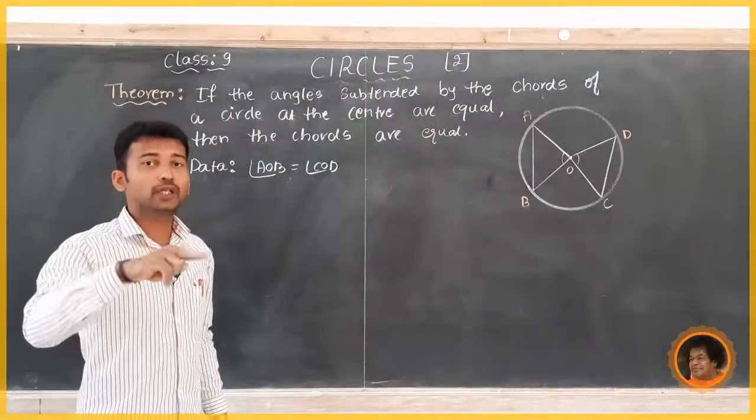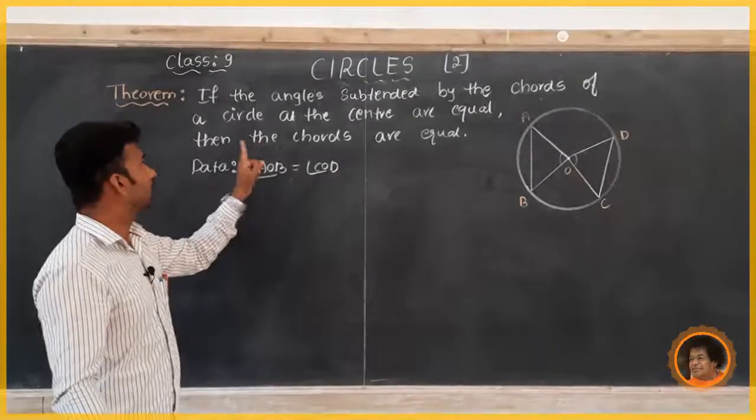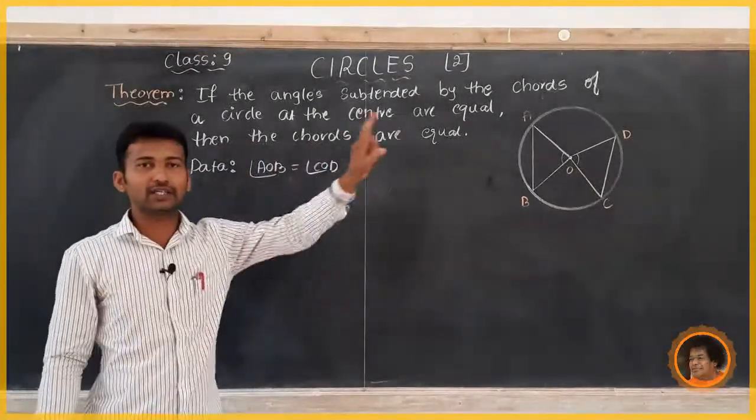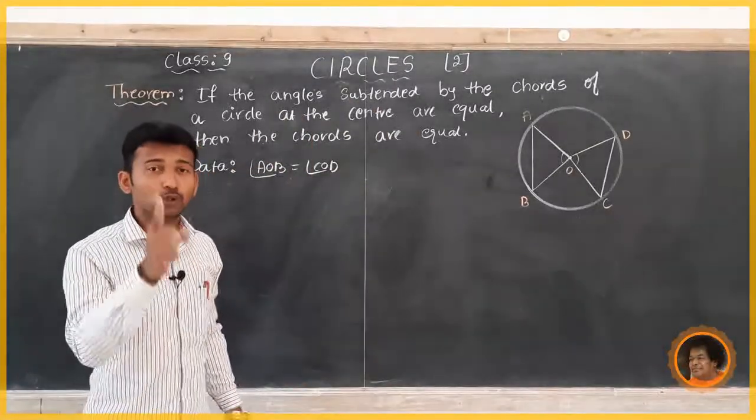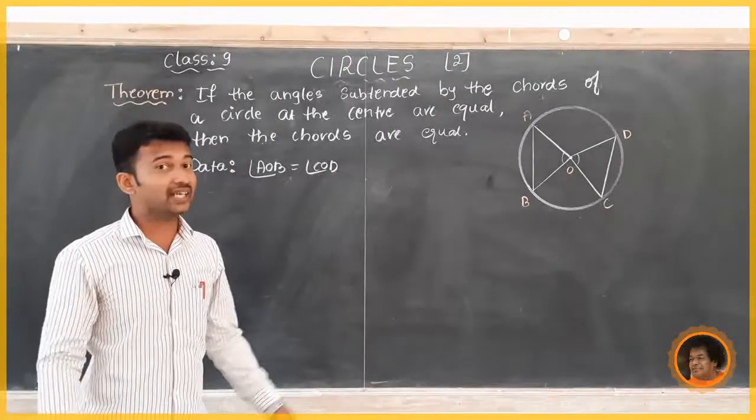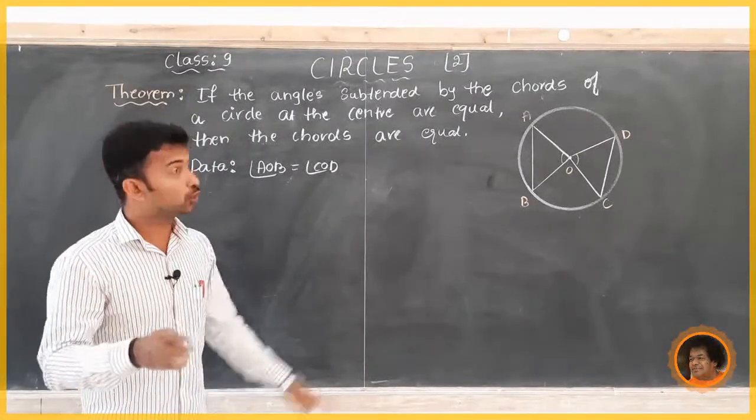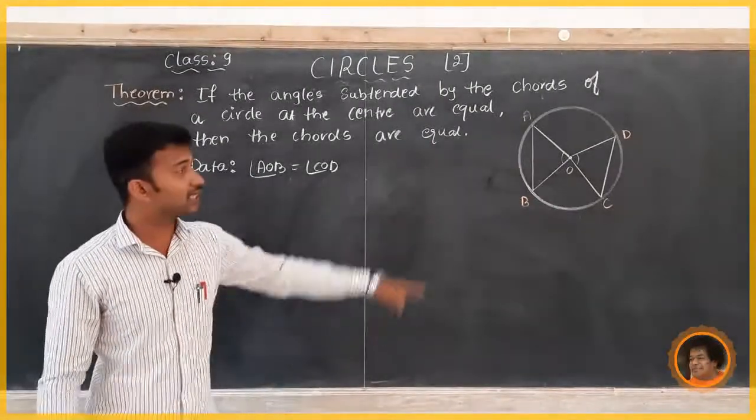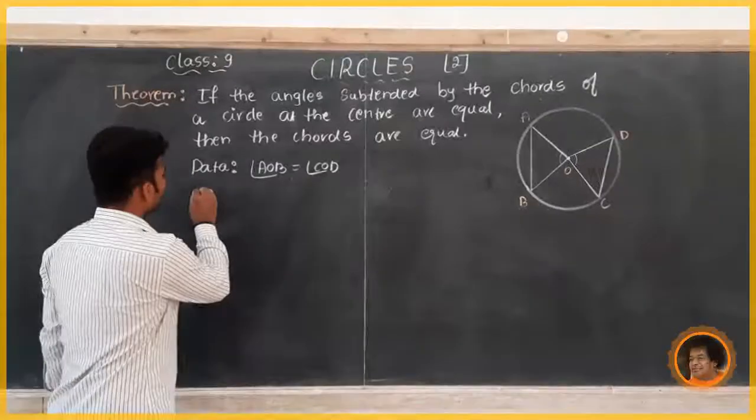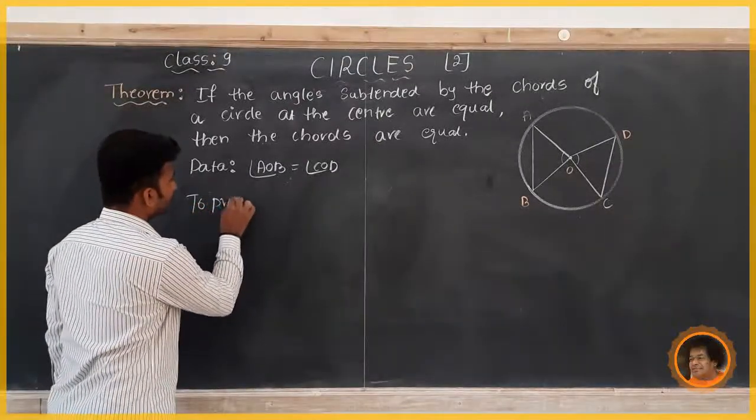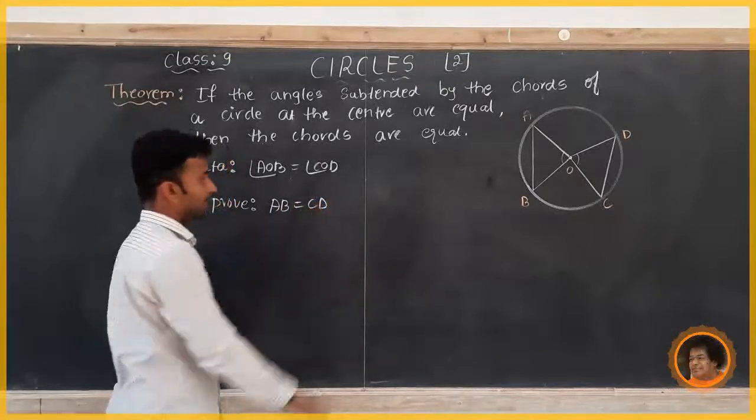Second step, to prove. What to prove? To prove that the chords are equal. We need to prove the chords are equal. Angles are equal, they are given. We have to prove that the two chords are equal, that is, chord AB is equal to CD. To prove AB equals CD.